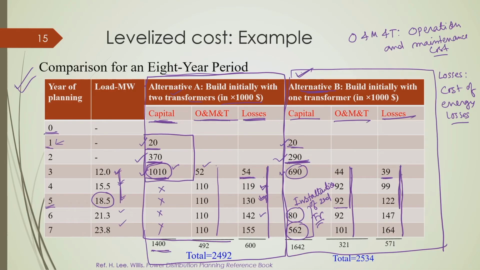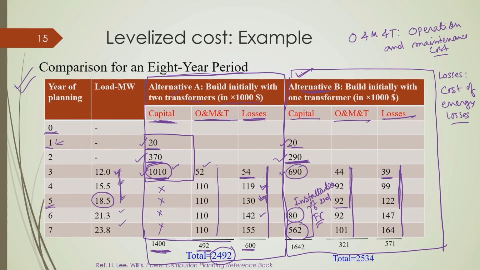Now, if you add up all this capital investment cost, operation and maintenance cost, and this cost of energy losses for alternative A, then you will get 2492 multiplied by $1000. So, that is the total cost we require. We did not consider any sort of present worth analysis at this time.